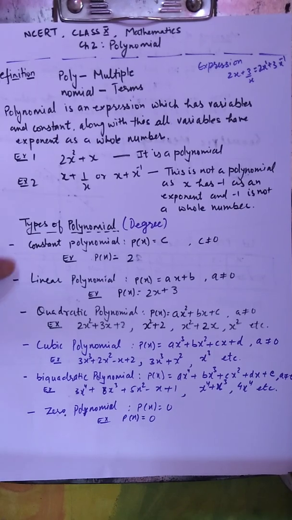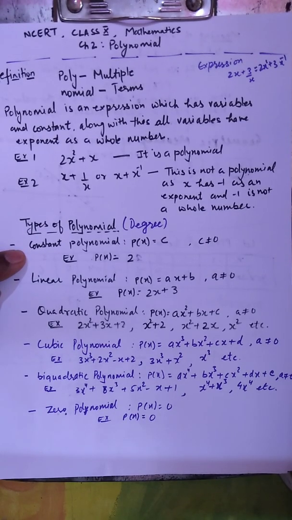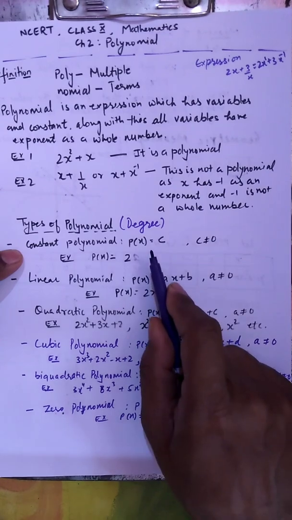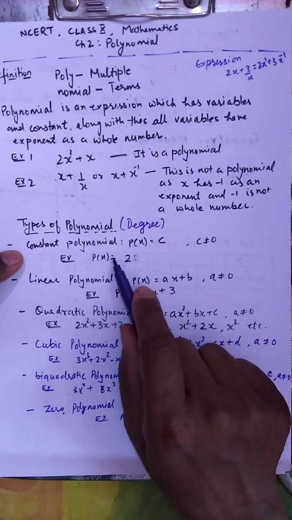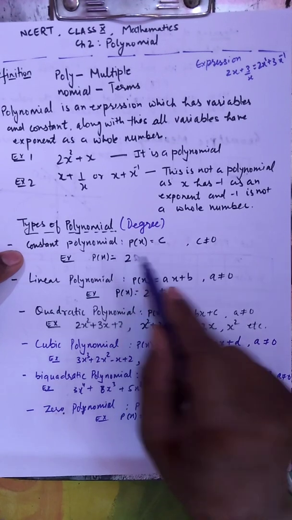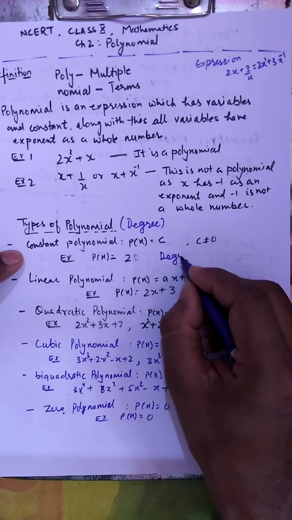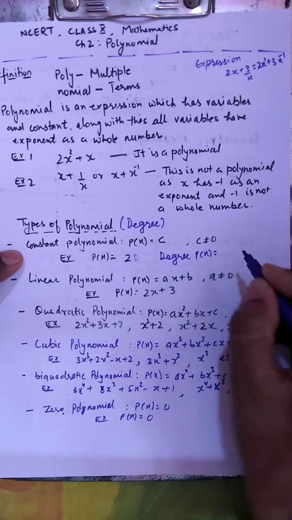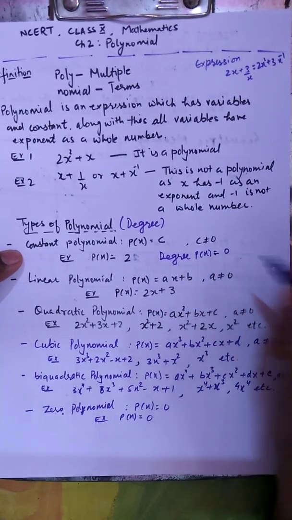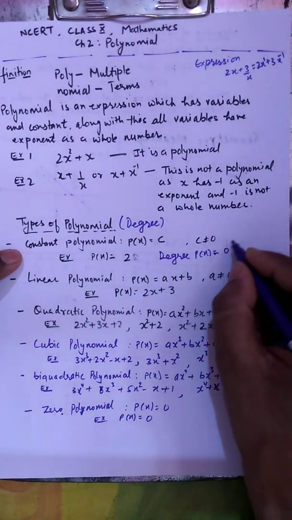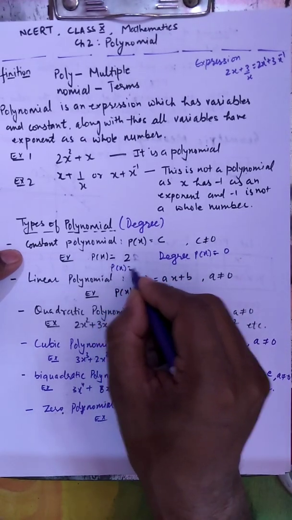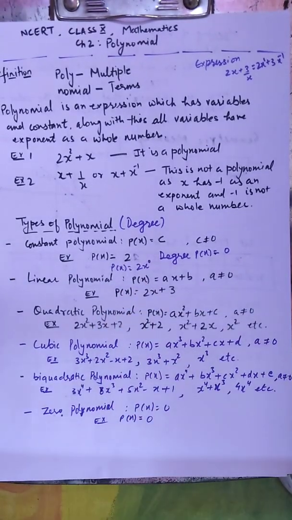So first I have written the constant polynomial. For a constant polynomial, the general form is p(x) equal to c, where c is not equal to 0, meaning some constant. For example, p(x) equal to 2. In that case, the degree of p(x) will be how much? 0 degree, yes, because p(x) can be written as 2x to the power 0. So the highest power of the variable is 0. So the degree of p(x), we can say it is 0.